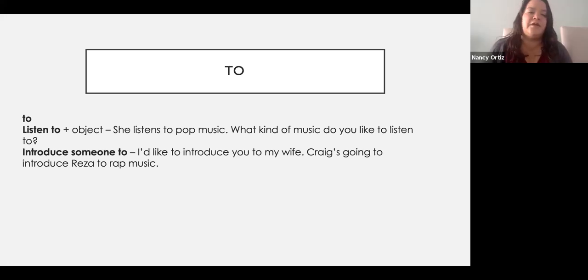There you go. Okay. So introduce to, we can use it when you introduce somebody to a new style, a new world. Like, I'm going to introduce you to classical music because I love it, and maybe you don't know much about it. Or listen to, and then you use an object or a person. Listen to music, listen to my mom, etc. But always listen to, okay? Any questions with to? Nope.